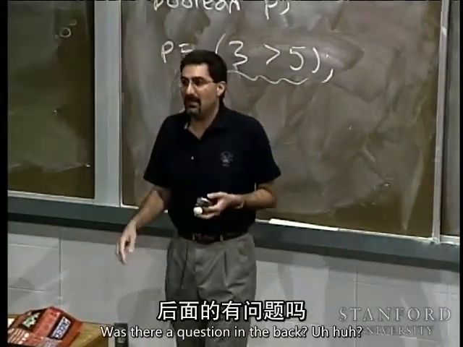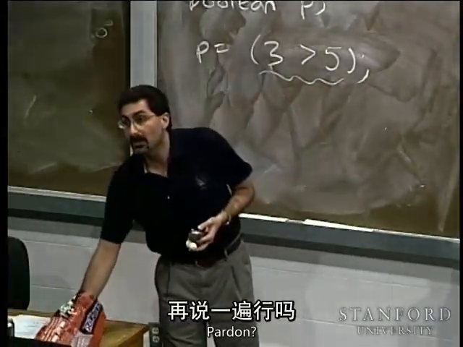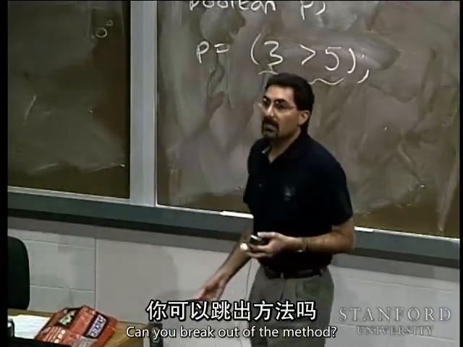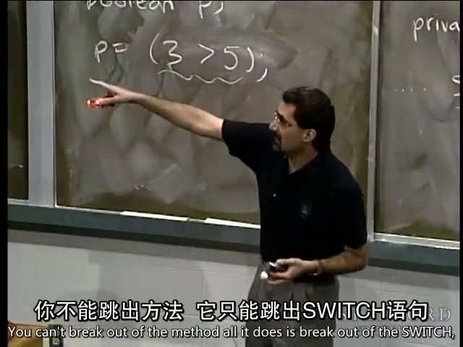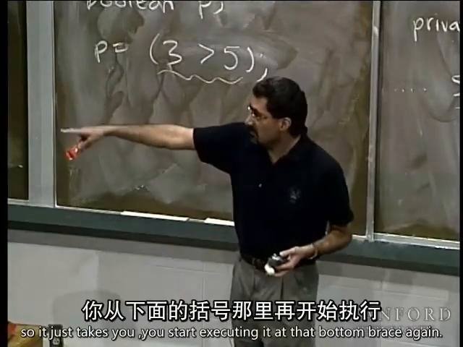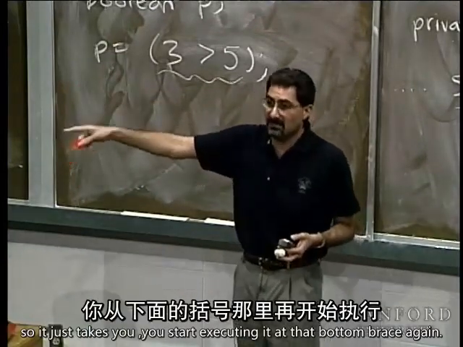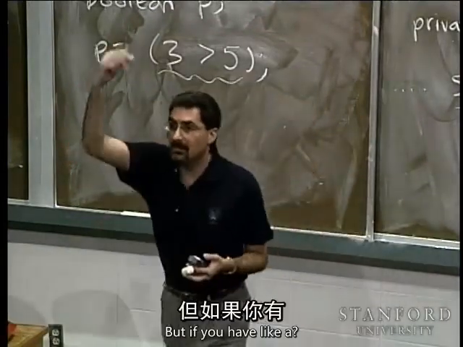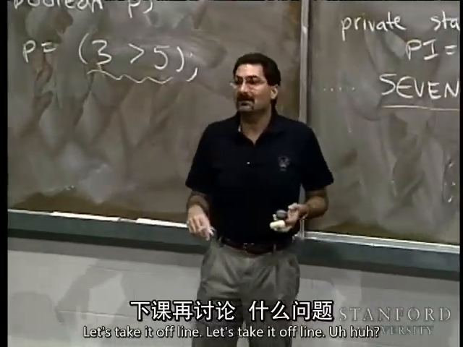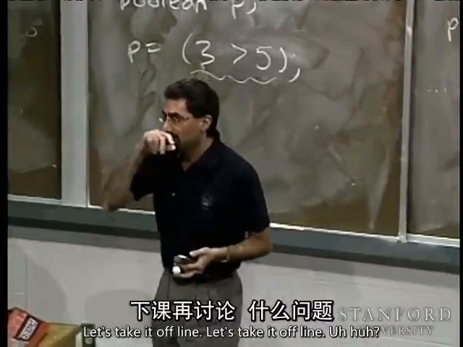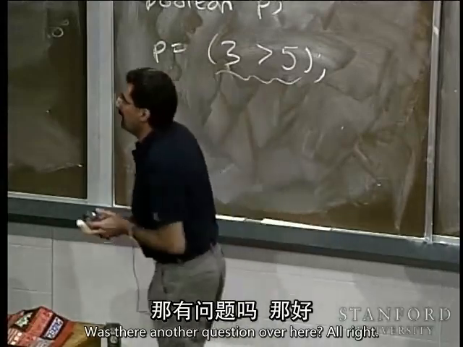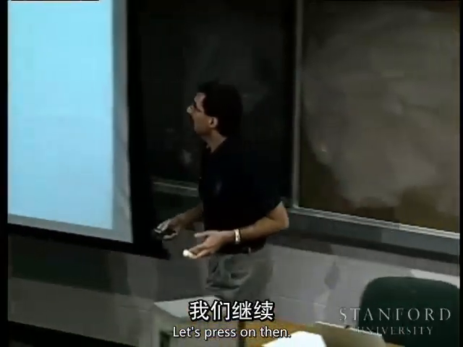Was there a question in the back? You can't break out of the method. All it does is break out of the switch. So you just start executing at that bottom brace again. You don't actually leave the method that you're in. Let's take it offline. Was there another question over here? All right, let's press on then.